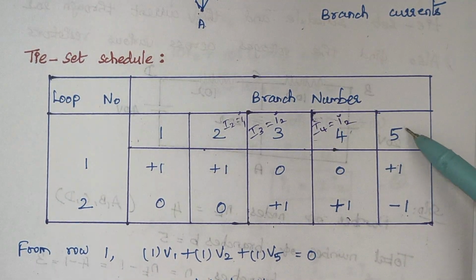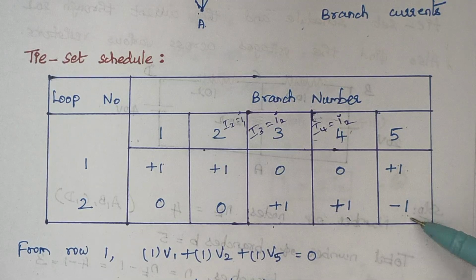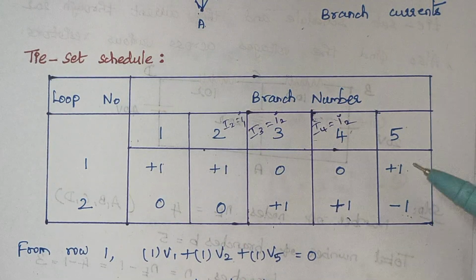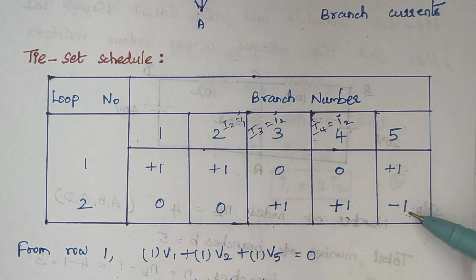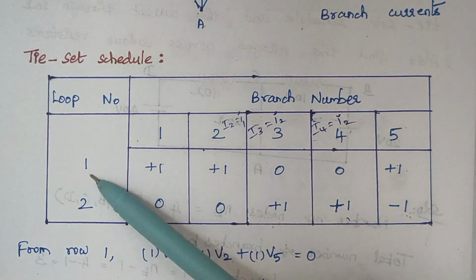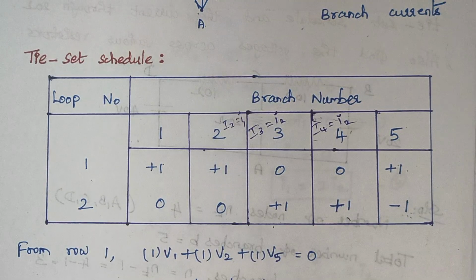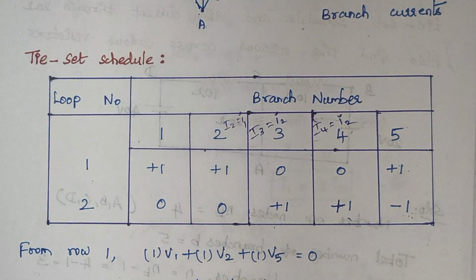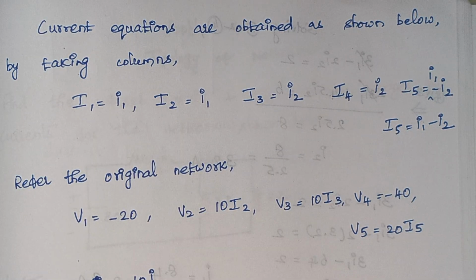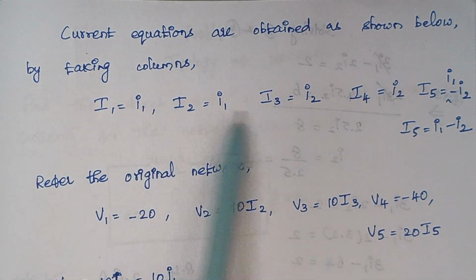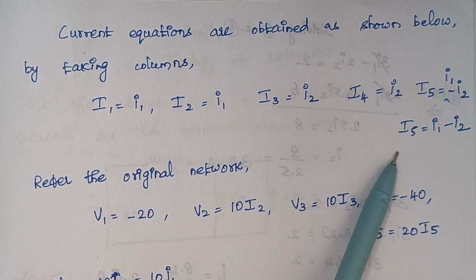And for this column, we have both plus 1 and minus 1. So, here we have to write it as I1 minus I2. Because this plus 1 corresponds to the current in loop 1. So, this is plus I1 and here it is minus I2. So, here we have to write it as I1 minus I2. So, here finally we have written the current equations.